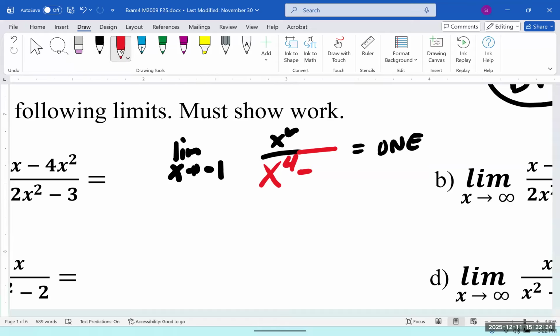Come on, what can I think of anything? Okay. And this is going to positive 1. Okay. So what's the limit?